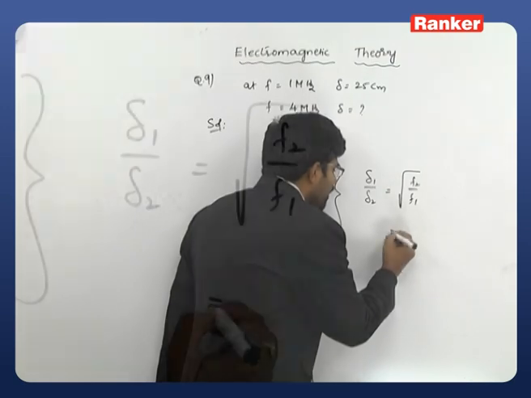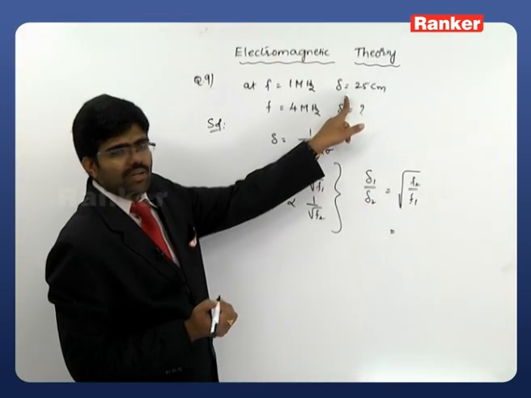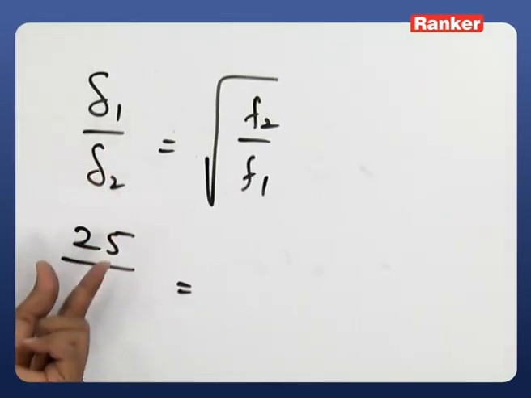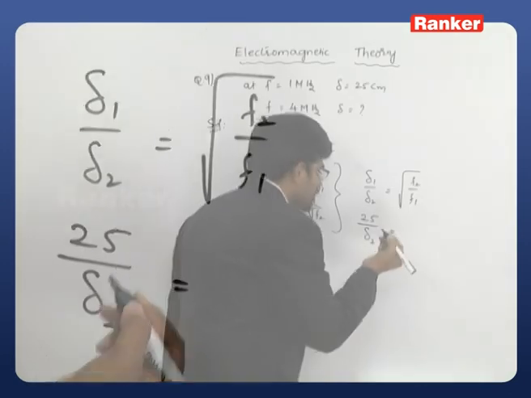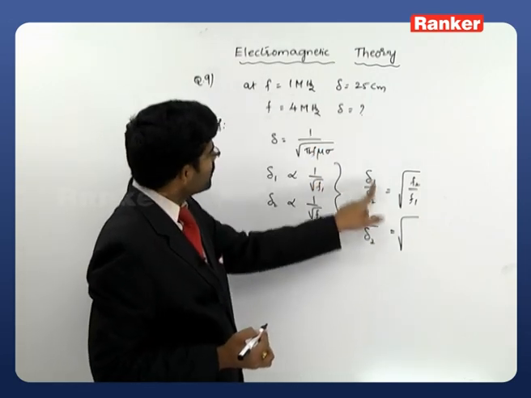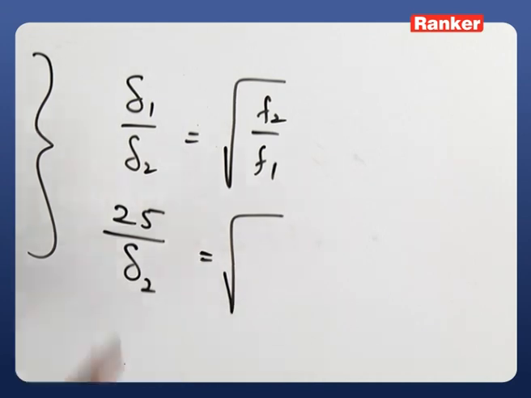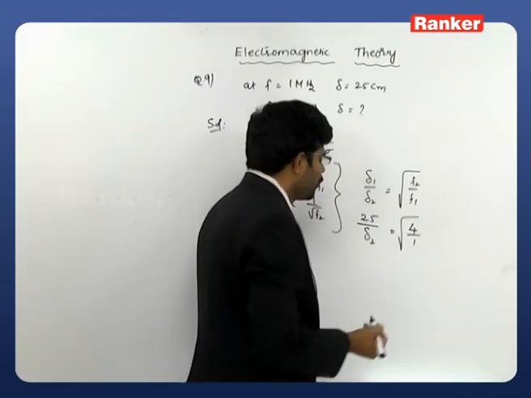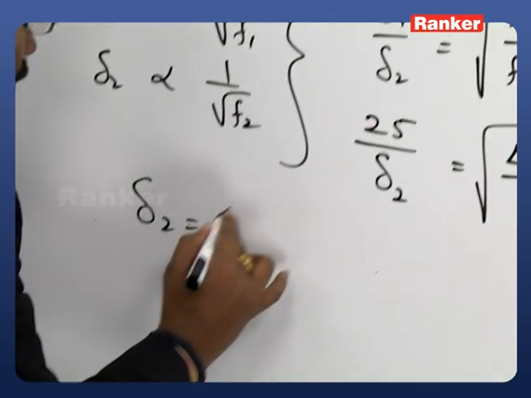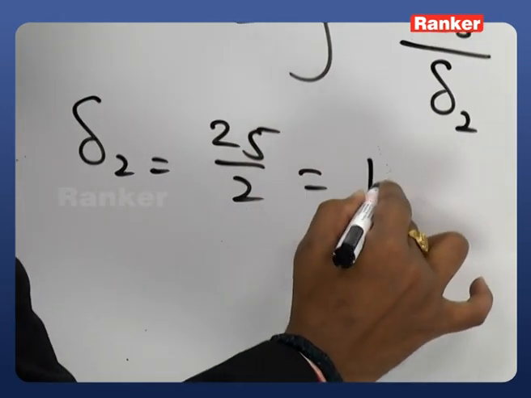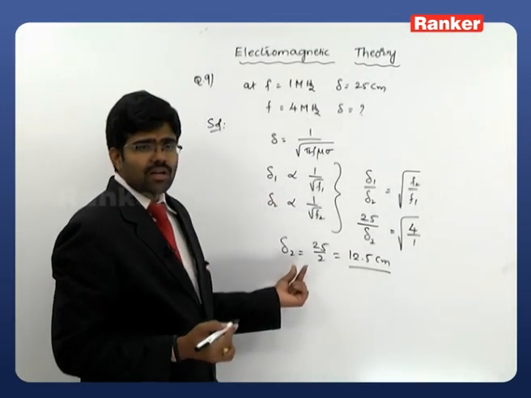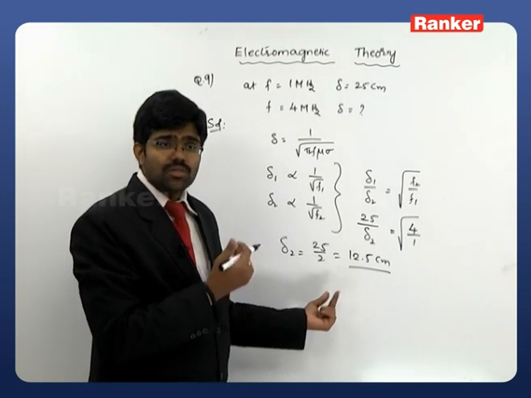So delta 1 divided by delta 2, what is delta 1 here? 25 cm at 1 MHz frequency. So directly take 25 cm divided by delta 2, which is equal to under square root of, what is f2? 4 MHz. What is f1? 1 MHz. So 4 divided by 1, mega will be cancelled. Clearly from this relation delta 2 is equal to 25 by 2, which is 12.5 centimeter. So clearly the depth of penetration was reduced when you increase the frequency.